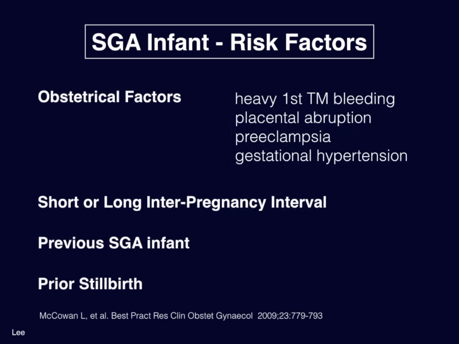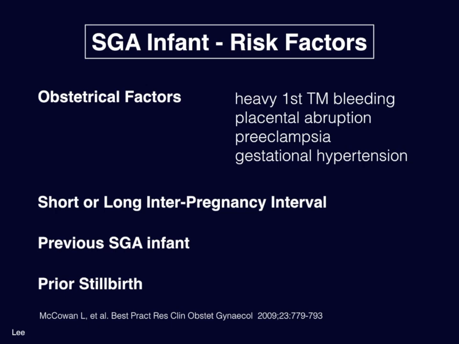Obstetrical risk factors developing in pregnancy include heavy bleeding in early pregnancy, placental abruption, preeclampsia, and gestational hypertension. A short or very long interpregnancy interval, previous SGA infant, or previous stillbirth are also risk factors. Paternal factors, including changed paternity, short stature, and father-born SGA, also contribute. Factors associated with reduced risk of SGA or increased birth weight include high maternal milk consumption and high intakes of green leafy vegetables.